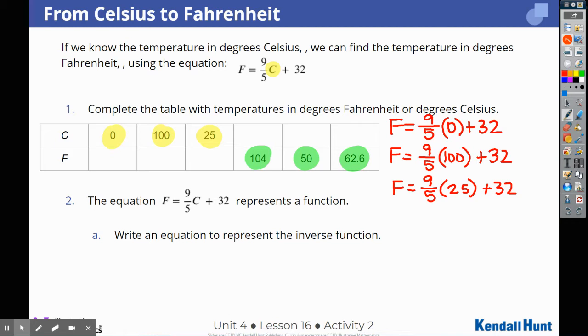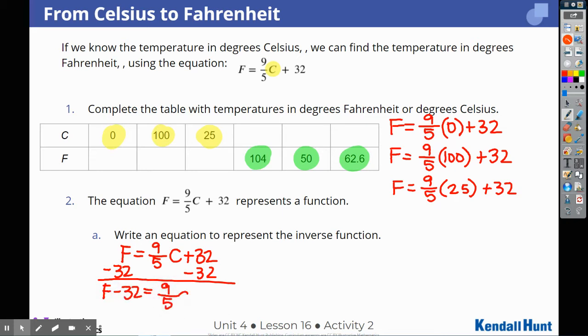So let's take this function, F equals 9/5 C plus 32. And we're going to solve this equation for C so that we can plug F in and get our answer. So to undo this, we're going to start by undoing the addition. So we subtract 32 from both sides. You have F minus 32 equals 9/5 C. And I'm running out of room here.